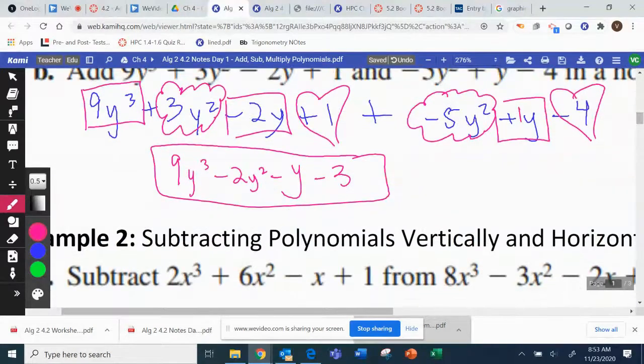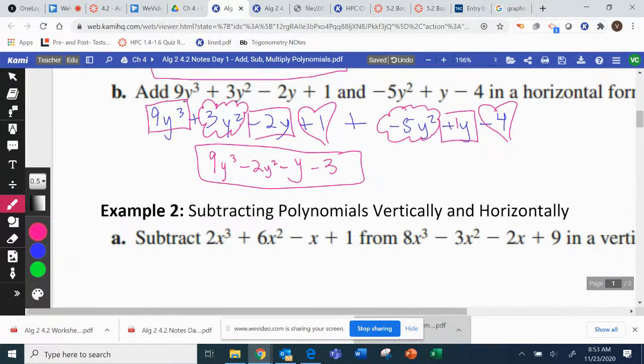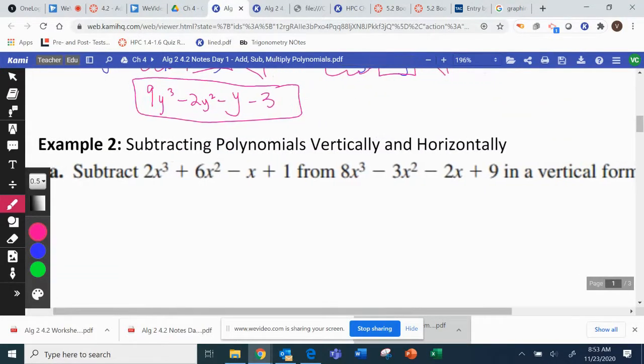All right. Subtracting polynomials vertically and horizontally. So same stuff, just subtraction. So vertically, 2x cubed plus 6x squared minus x plus 1.